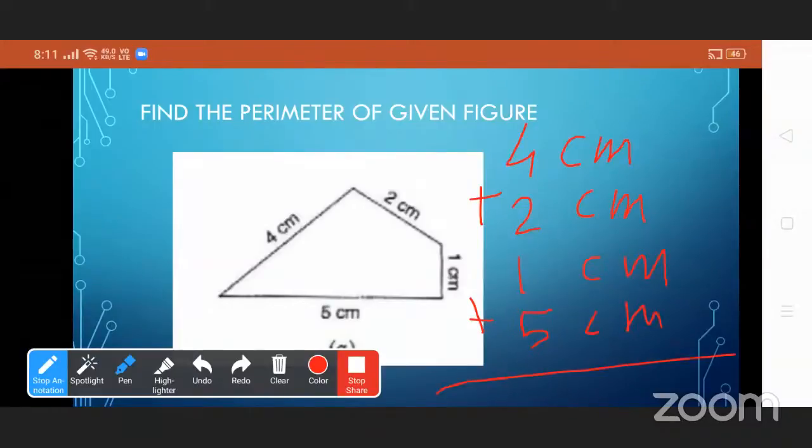Okay, good. Now do the addition. 4 plus 2 is 6. Yes. 6 plus 1, 7. 7 plus 5 is 12. So the perimeter of this figure is 12 centimeters. Okay, good.